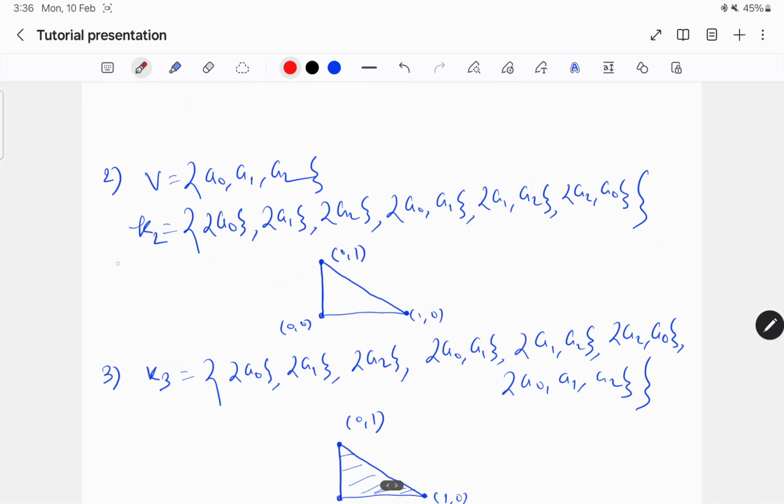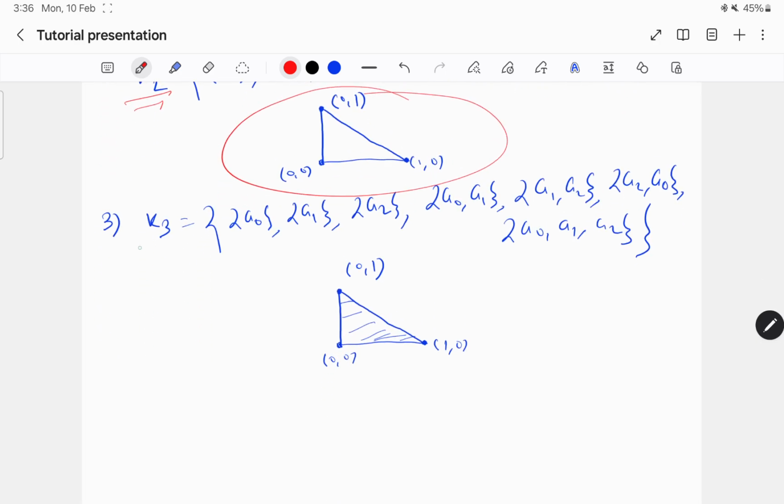Next, we'll take another simplicial complex over the same vertex set, K2, and in this case you can see this hollow triangle will be our geometric realization. Similarly, in this particular case, when K3 is here, A0, A1, A2 are there. So if this is phi of A0, phi of A1 and phi of A2, then as A0, A1, A2 are there, we have to take the convex hull of phi of A0, phi of A1 and phi of A2, and therefore the filled-in triangle will be the geometric realization here.